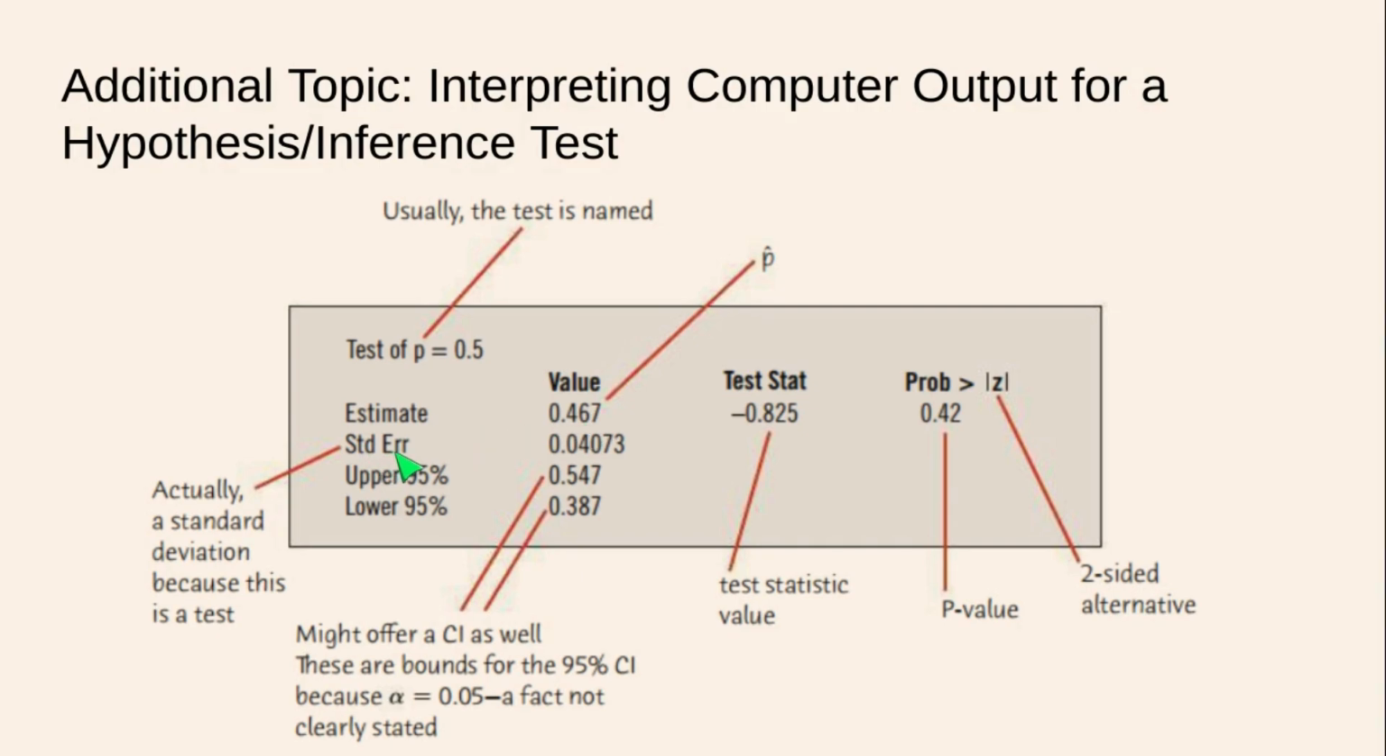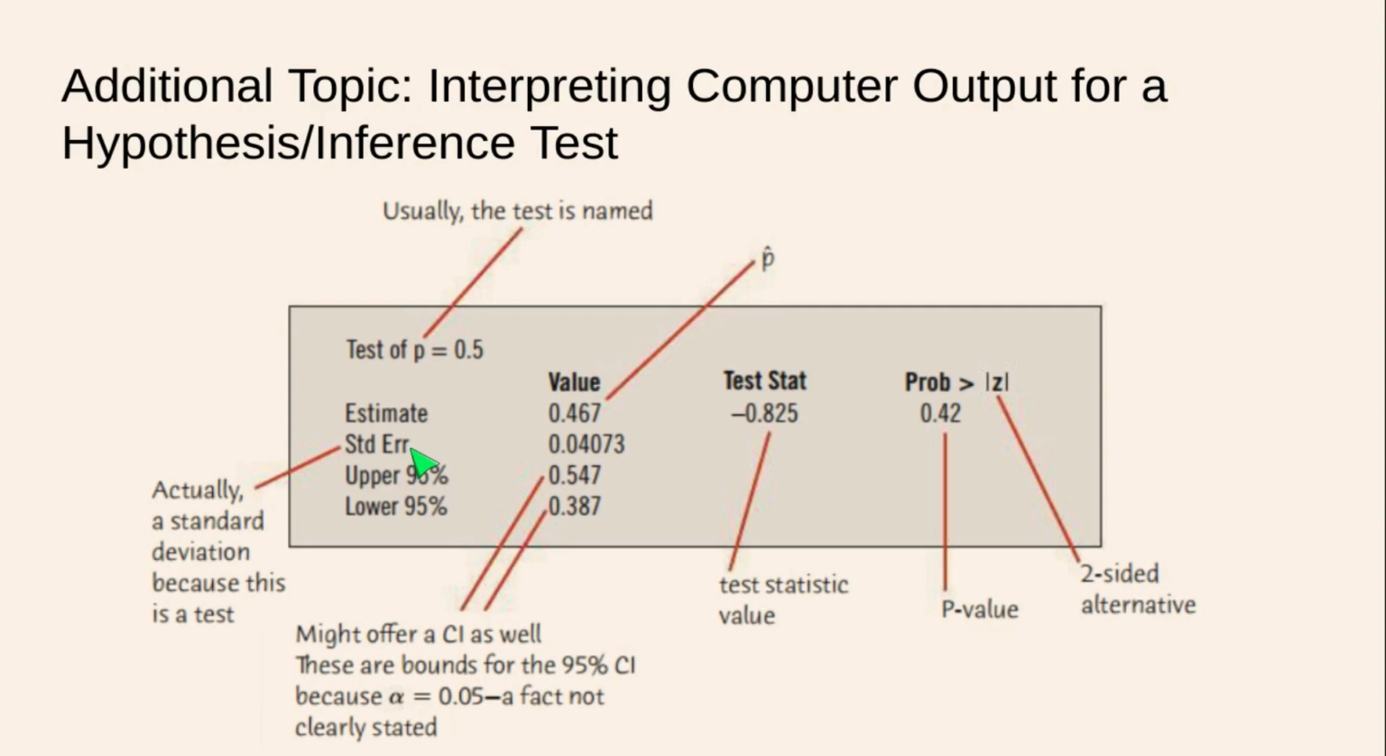This standard error right here is actually a standard deviation, and it's a standard deviation of the sampling distribution for sample means. Okay, so we have a bit of information about the point estimate and the standard deviation for the sampling distribution of p hat. All right, sometimes standard deviation is called standard error. That is a misnomer. It is the standard deviation in this case.